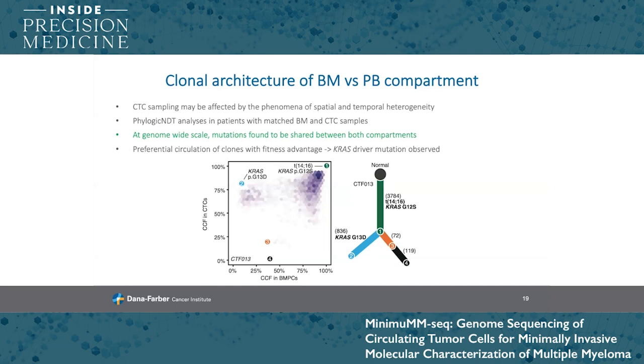Phylogic NDT was used to cluster mutations into branching subclones, and indeed show that KRAS G12 was a shared clonal event, while KRAS G13 was found to be a subclonal event. And this is represented by the green and blue branches in the phylogenetic tree. This also suggests that KRAS G13 conferred additional fitness advantage for tumor cells to circulate.